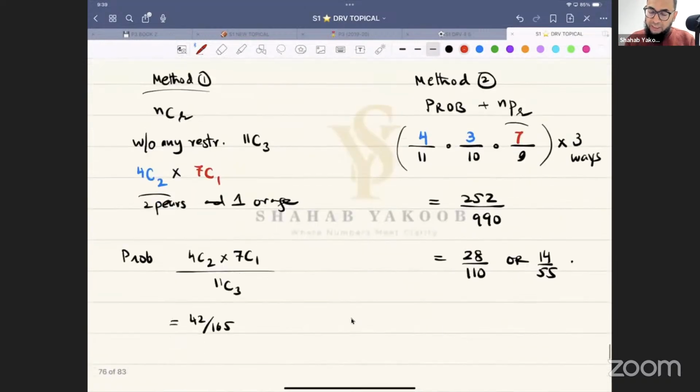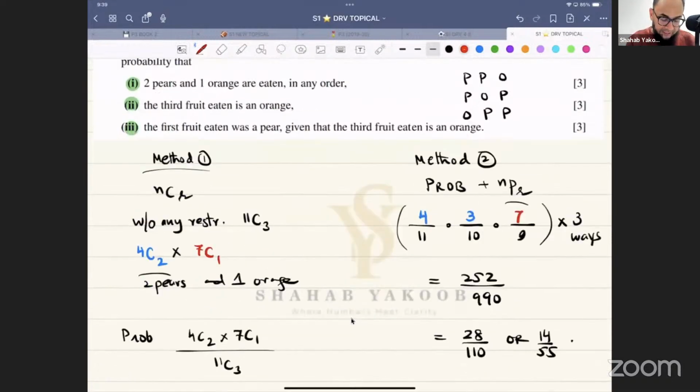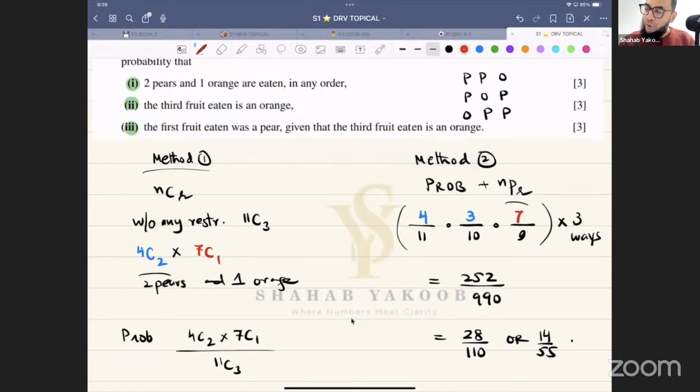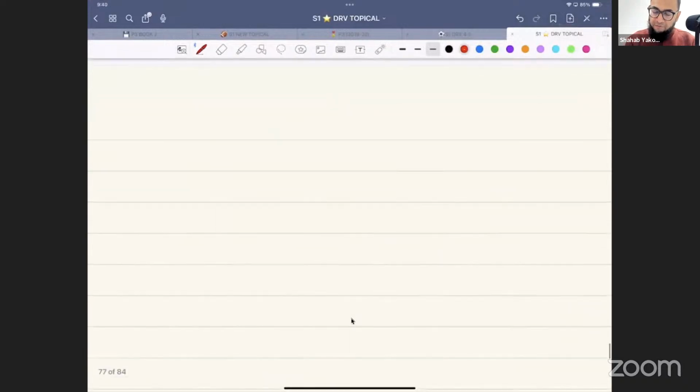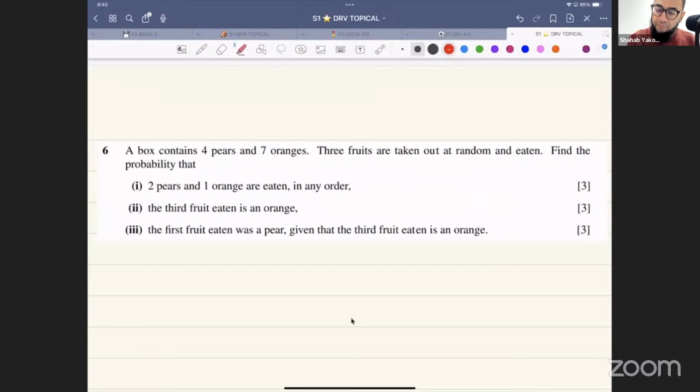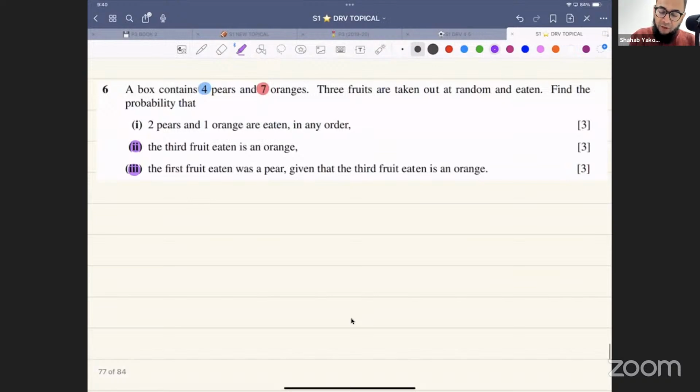Now, let me do the next part. The third fruit is an orange, and 2 and 3, they are linked. So let me just move over to a new page so that I can work with relaxation. And now over here, I'm focusing on the same 4 pears and 7 oranges. I'm focusing on the second and the third. Now, if I'm focusing on the second part, it says the third fruit eaten is an orange.